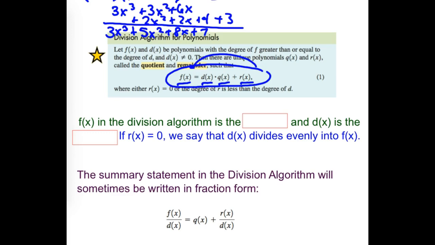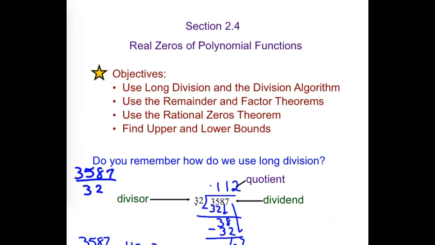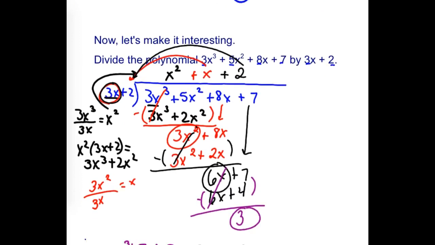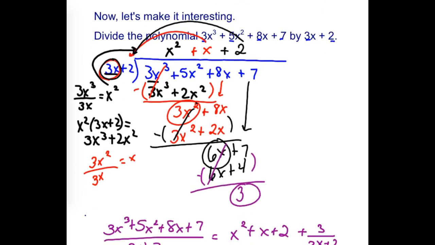Keep in mind that with division, you are always dividing until the remainder is of a smaller degree. So let's look back at that first page. Our remainder here, 3, we could not divide a 32 out of it. It was too small. With polynomials, the same idea. Our divisor was linear, right? 3x plus 2 was degree 1, and we look at our remainder, it's degree 0. So it has to be a smaller degree. If we had any x's still left here in the remainder, we wouldn't be finished. We'd still need to divide further.